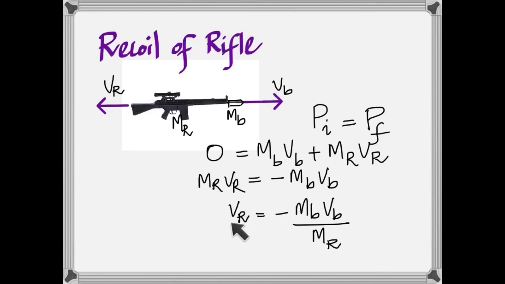And how do you know that this is going to be a small number? What do you have in the denominator? Mass of the rifle. Look at this ratio. The mass of the bullet by the mass of the rifle. Isn't that going to be really small? Yes. That's why, although the velocity of the bullet is big, the recoil velocity of the rifle is going to be small. Everybody got that?